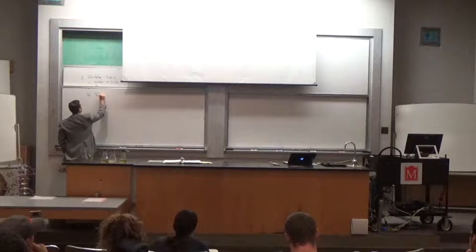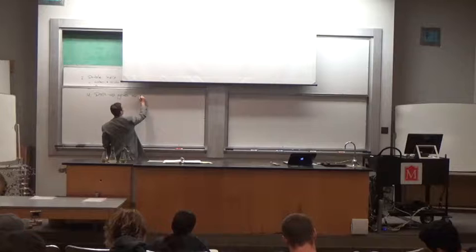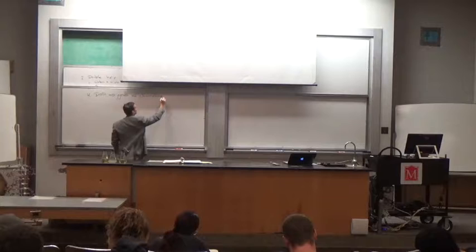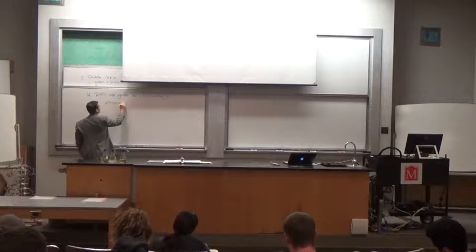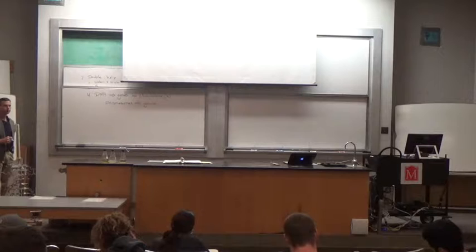DNA makes up genes. A whole bunch of genes, or strands of DNA, make up a chromosome. And chromosomes make up a genome, which is all the genes in an organism. We'll come back to that when we talk about genetics.